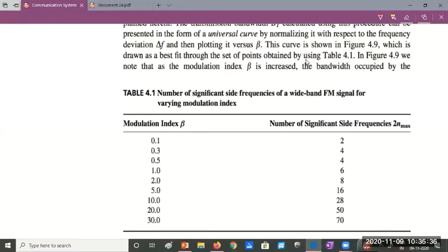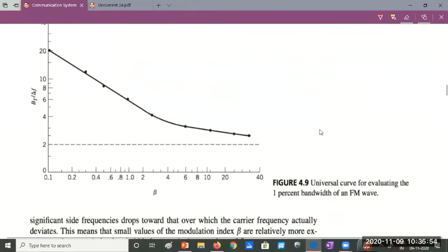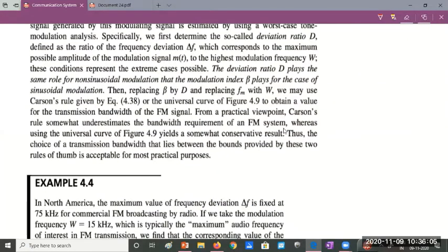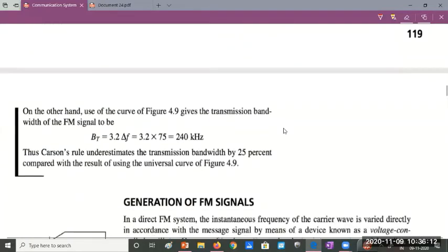So they came up with another method using the universal curve. In the universal curve, they would plot beta versus this BT by delta F, the transmission bandwidth. This is the universal curve you can see here. And using this universal curve, we could determine not exactly an expression, but that ratio you could find. Okay. So I think we solved some problems also.